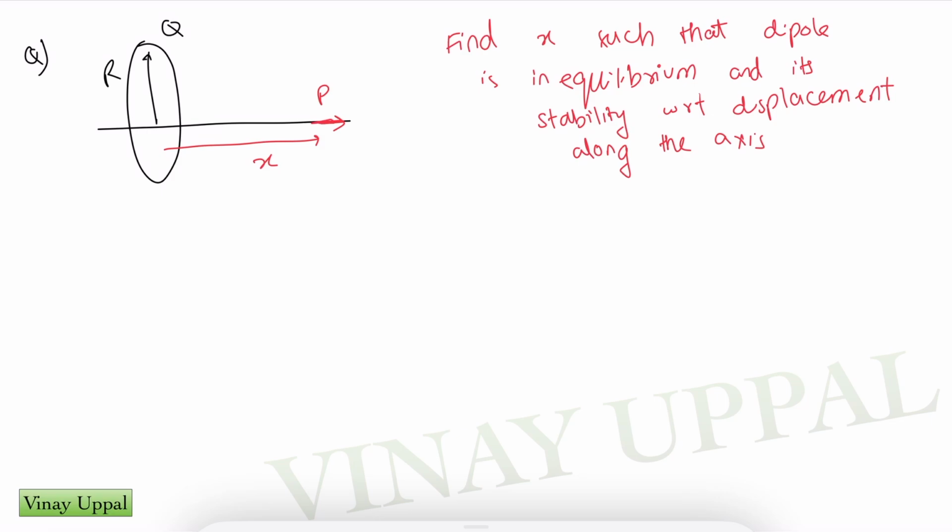So the question is asking us to find the location of the equilibrium position of the dipole, and if you displace the dipole along the axis, then whether that equilibrium is stable, unstable, what kind of stability it is, that is what the question is asking. So I would suggest that you pause the video and try it out on your own.